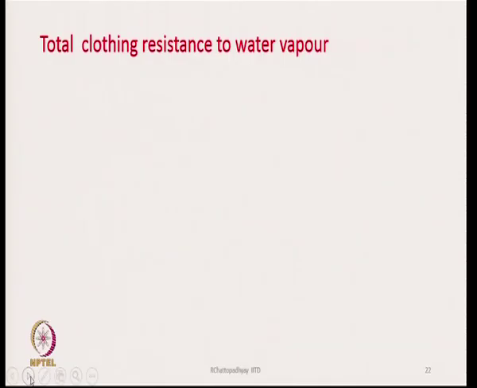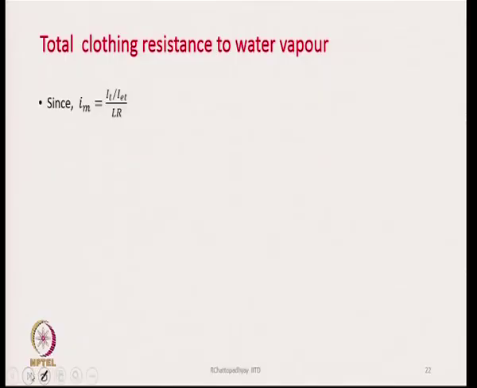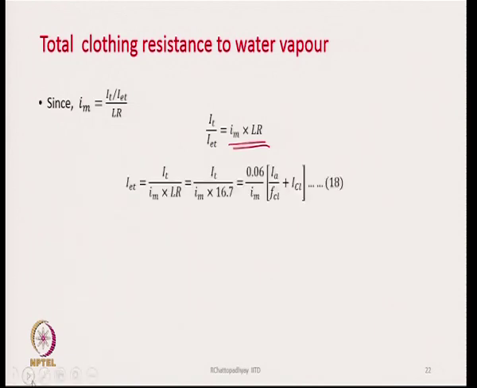So, total clothing resistance to water vapor, what will be the total resistance? Since I_m equals I_t by I_et by L_r, as we have already written, you can write I_t by I_et equal to I_m into L_r, and I_et therefore becomes I_t divided by I_m into L_r. This is basically written from the previous equations. So, from here we generate this, and from this one we generate this.